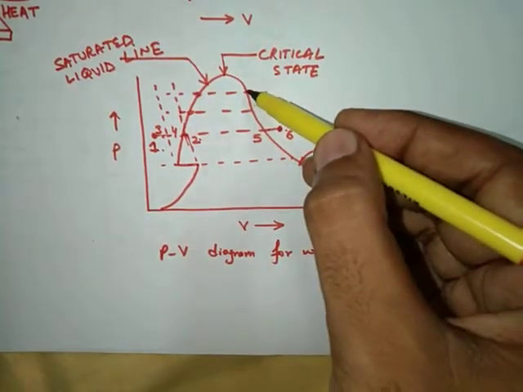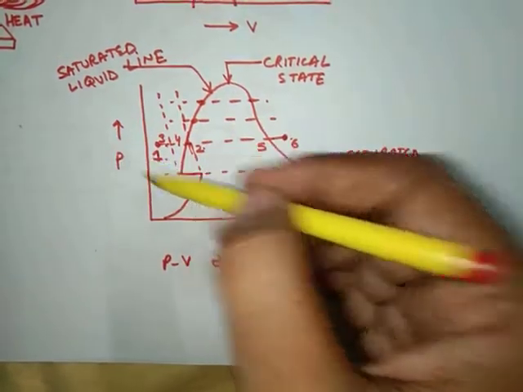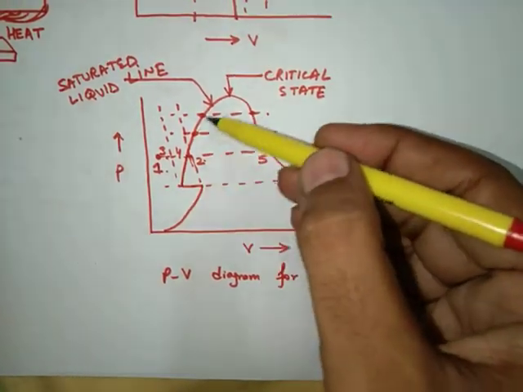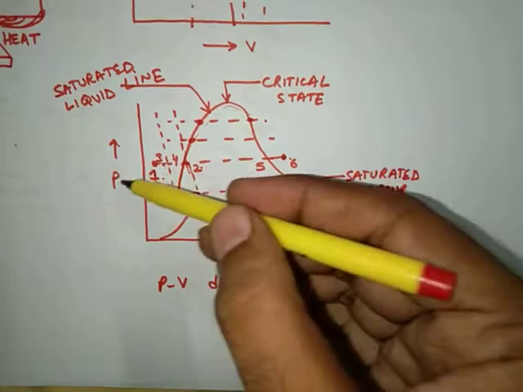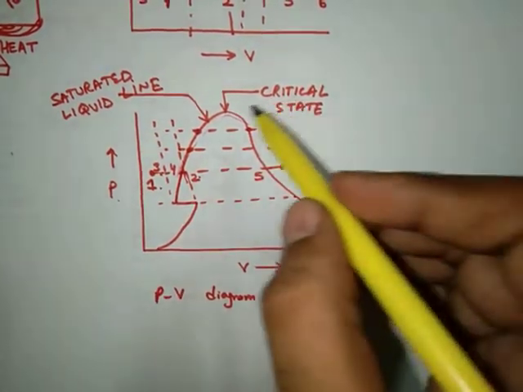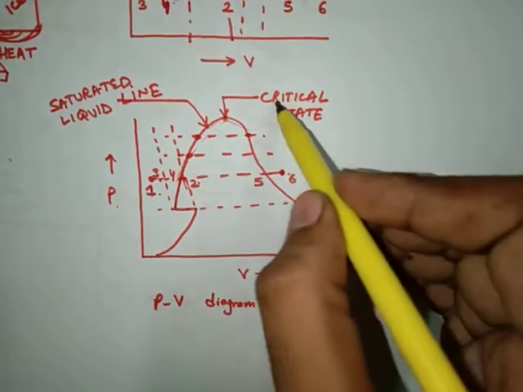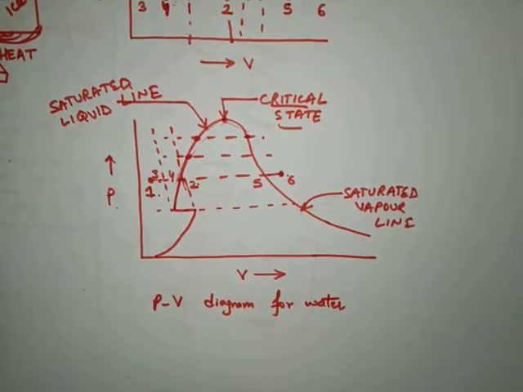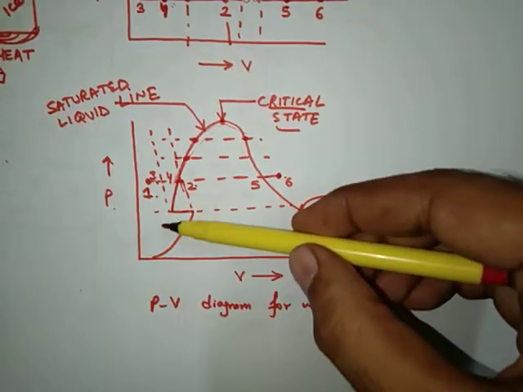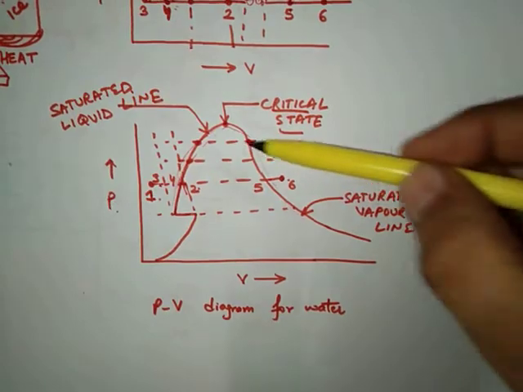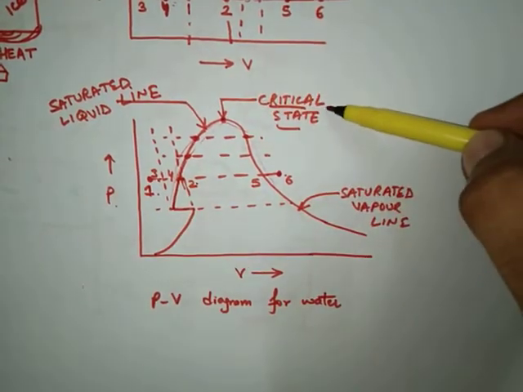point 2, when these are plotted on a single PV chart, we get what we all know as the PV diagram, that is, the pressure-volume diagram. It's dome shaped. The top of the dome is known as the critical state, that is where the saturated liquid line and saturated vapor line meet. It's called the critical state.